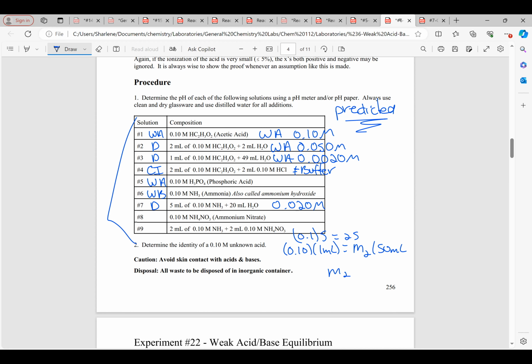0.1 molar ammonium nitrate. Okay, remember, don't care about the nitrate. This is just ammonium, so this is a weak acid. And 2 milliliters of ammonia and 2 milliliters of ammonium. That is the special combination called a buffer. All right, so before I get down to the numbers, at least I know what to expect.